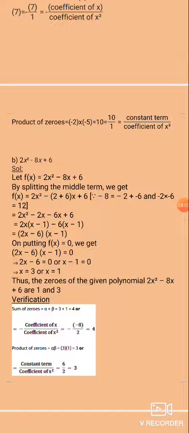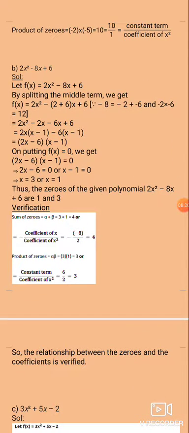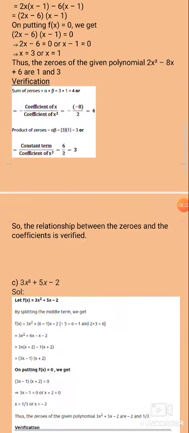Then the product of zeros, alpha into beta, what? 3 into 1 is equal to 3. So what? 3 can be written as what? 6 by 2. So that is the constant term by the coefficient of x square. Clear? Now we have verified the relationship.